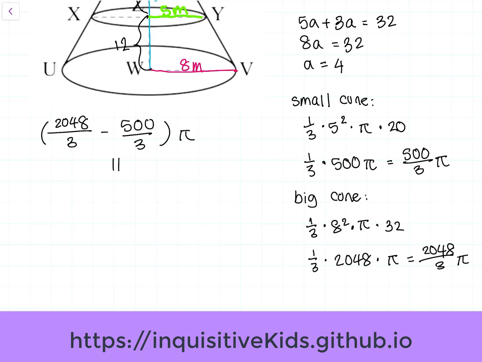And this will then turn into 1548 over 3 pi. And this is simplified as 516 pi. So our final answer is 516 pi meters cubed. Don't forget the unit there because it is in cubic meters.